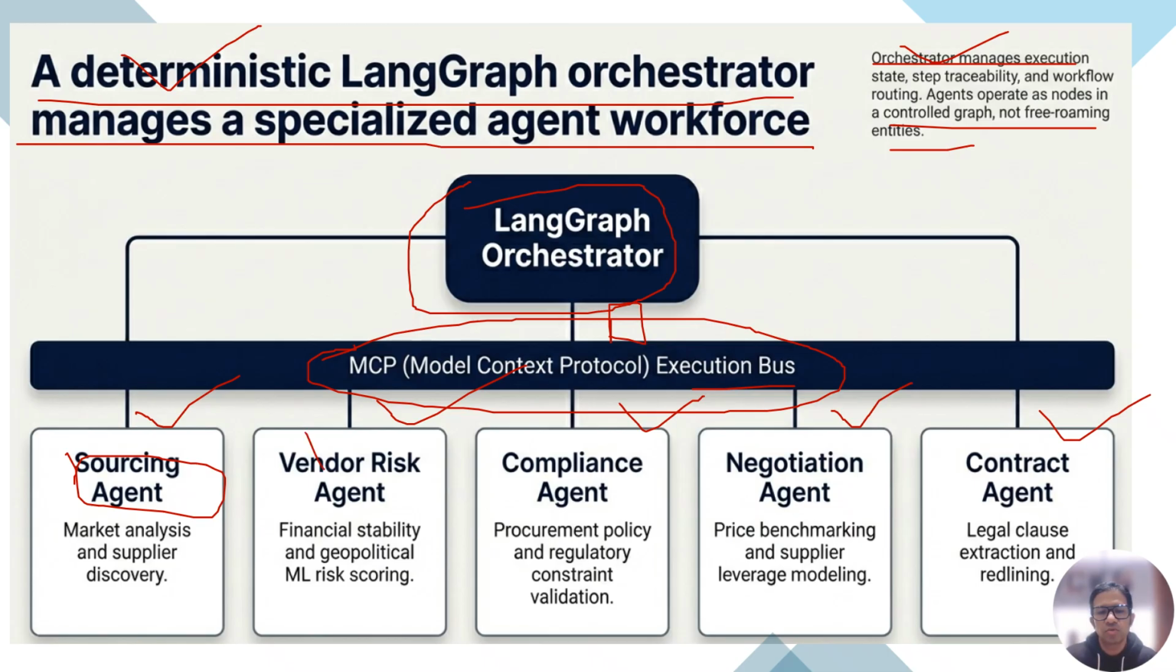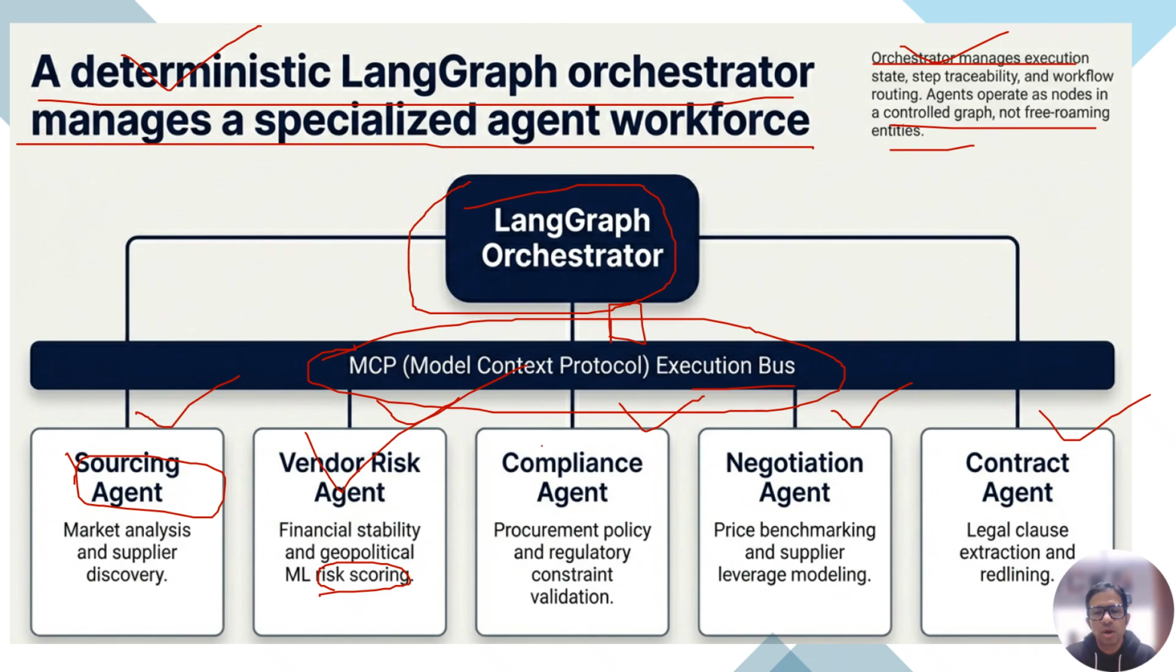Now comes this one, vendor risk agent. The risk agent runs scoring: financial stability, geopolitical risk, sanctions exposure, delivery performance. So risk score, see, this is where we quantify risk not as opinions but as scores with evidence.